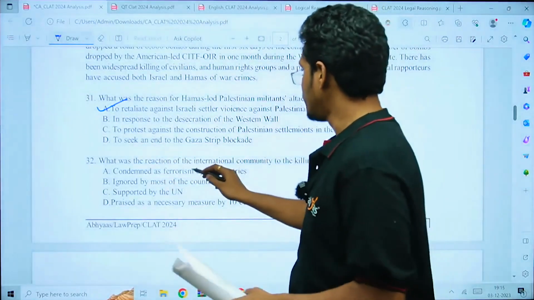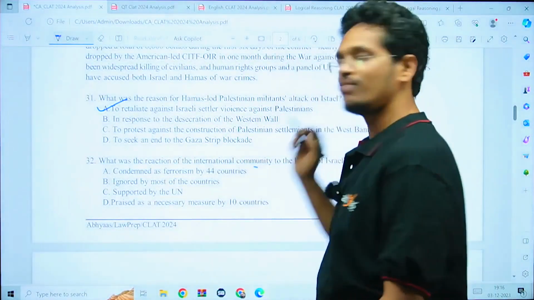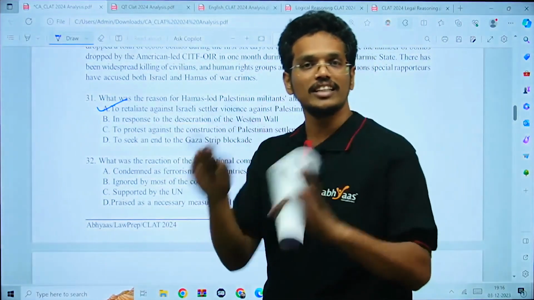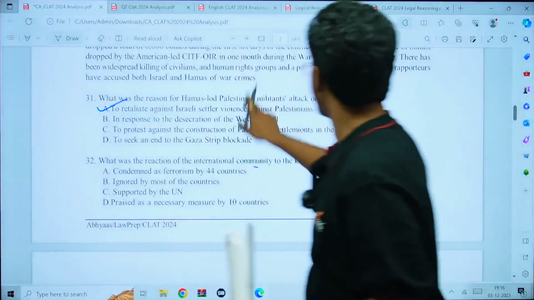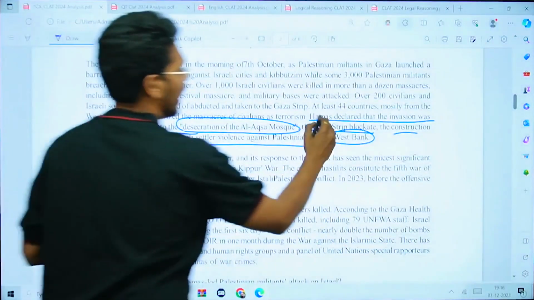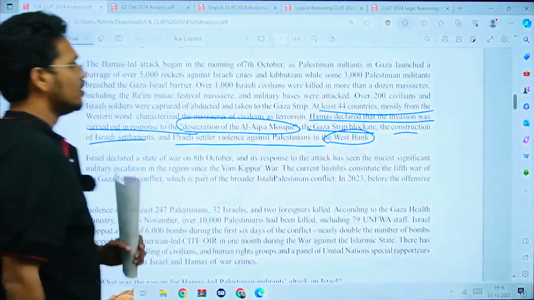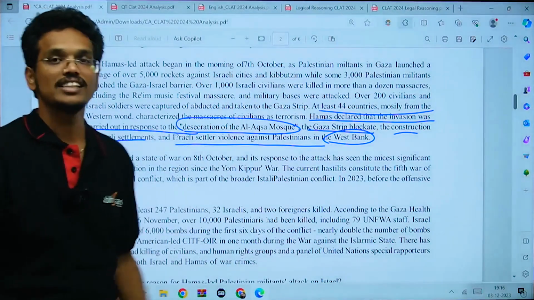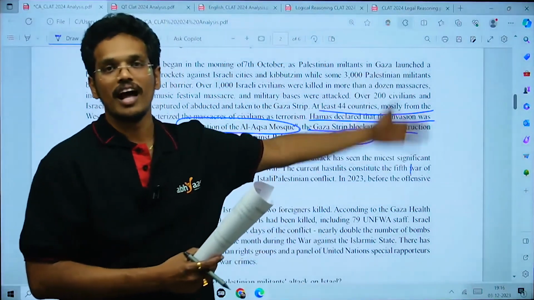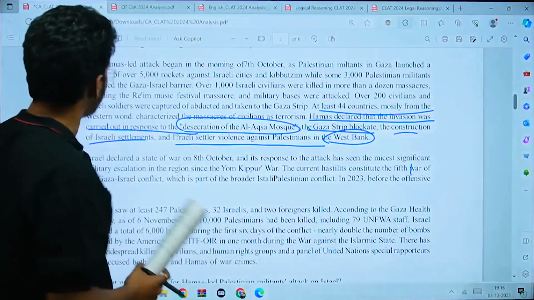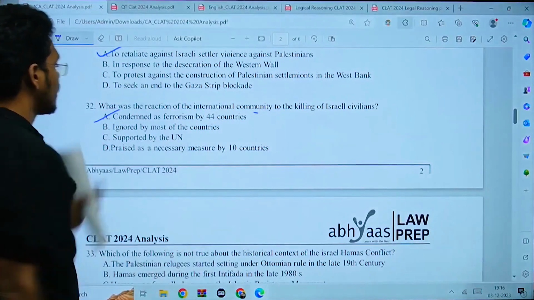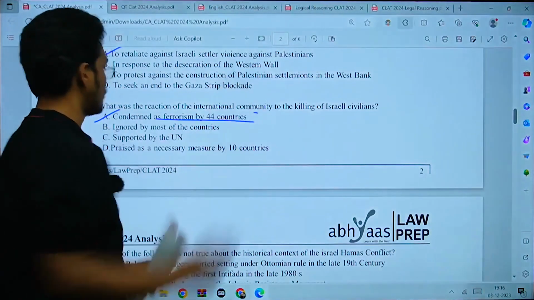And what was the reaction of the international community to the killing of Israeli civilians? How did the international community react? These answers are taken directly from the passage itself. Let us look into the passage. At least 44 countries, mostly from the Western world, characterize the massacres of civilians as terrorism. So the number has been given directly in the passage itself. So condemned as terrorism by 44 countries.